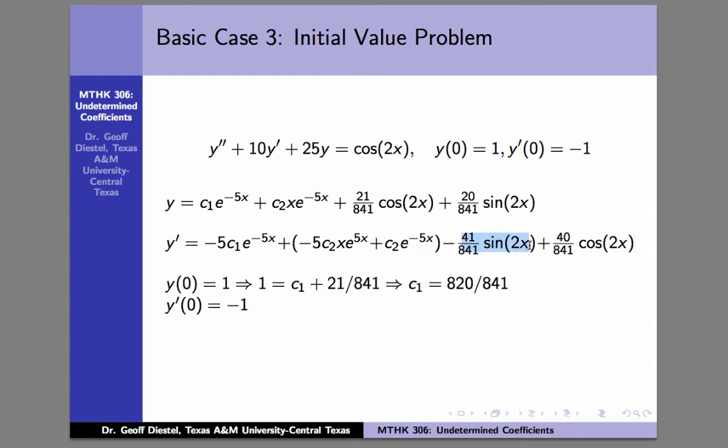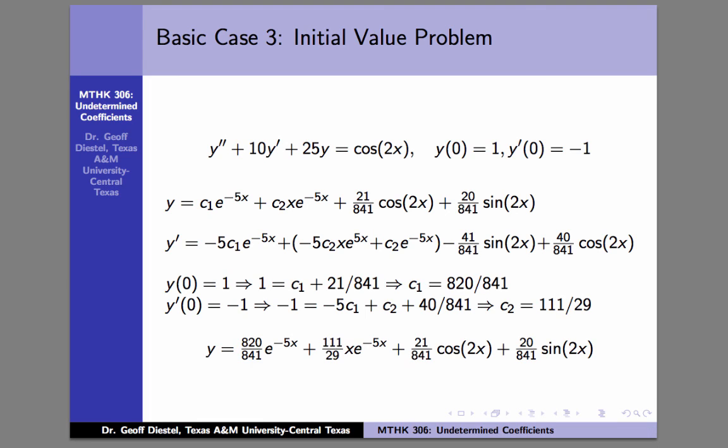This sine term is 0 because sine of 0 is 0, and cosine of 0 is 1. So we're going to pick up a 40 over 841. So negative 1 is negative 5c1 plus c2 plus 40 over 841. But we already know what c1 is, so we plug that in, and then we solve for c2. And reduce the fraction. Again, use a computer to do this, it'll reduce the fraction for you. So now we have everything, so we have our unique solution to the initial value problem.